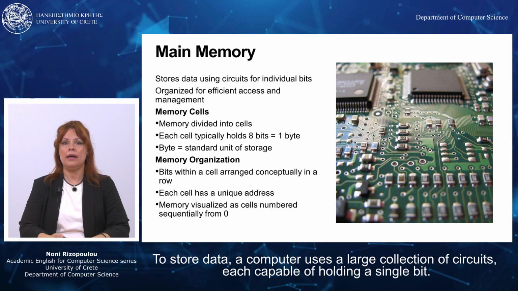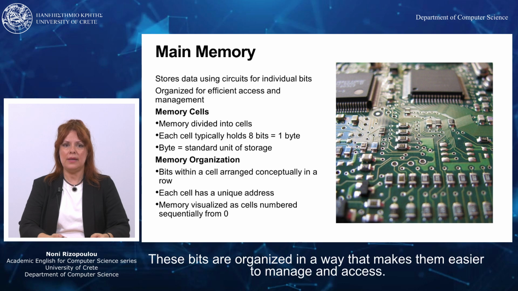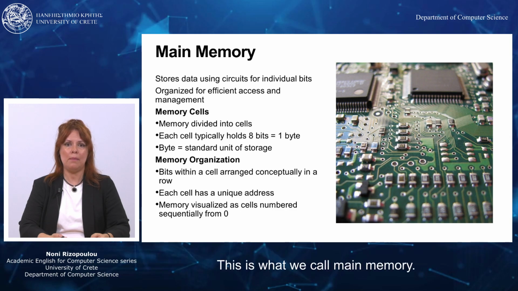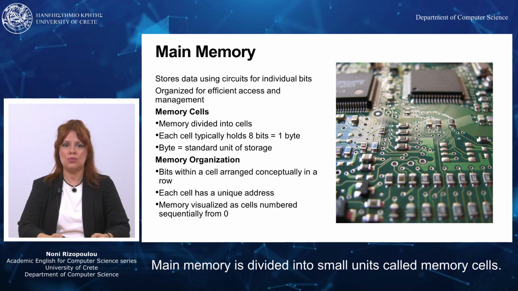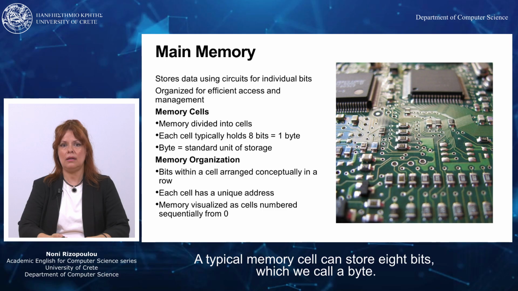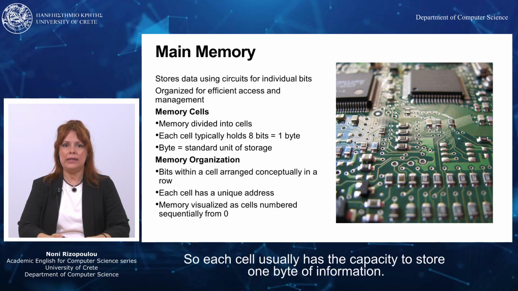To store data, a computer uses a large collection of circuits, each capable of holding a single bit. These bits are organized in a way that makes them easier to manage and access. This is what we call main memory. Main memory is divided into small units called memory cells. A typical memory cell can store 8 bits, which we call a byte. So each cell usually has the capacity to store 1 byte of information.